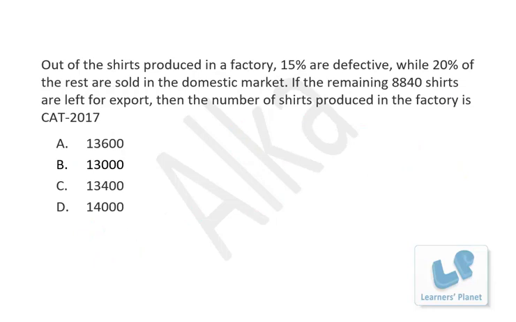One more problem from CAT 2017 paper. Out of the shirts produced in a factory, 15% are defective, while 20% of the rest are sold in the domestic market. Again, I assume the total number of shirts is 100. Out of 100, 15% are defective, so we are left with 85%. From 85%, 20% of the rest, so 20% of 85 is 17, which is sold in the domestic market. So 15 is defective, then 17 is sold in the domestic market, so 32 is already gone. Now we are left with 68. If 68 is this, we have to find the value of 100. So 8840 divided by 68 into 100. That's it we have to do.